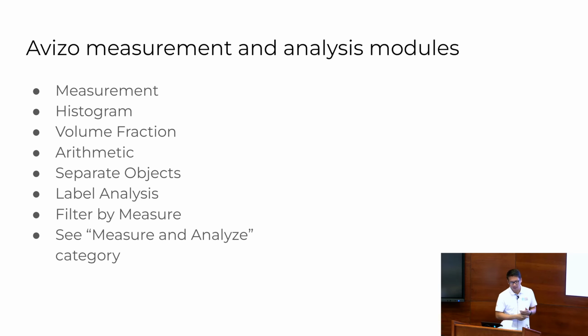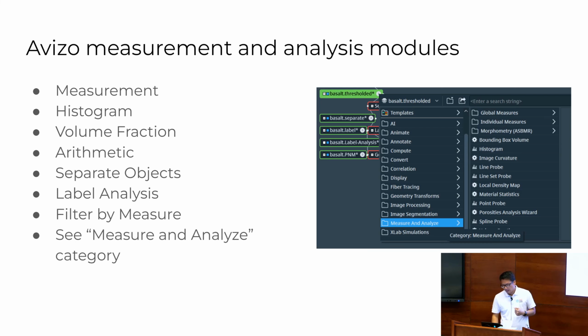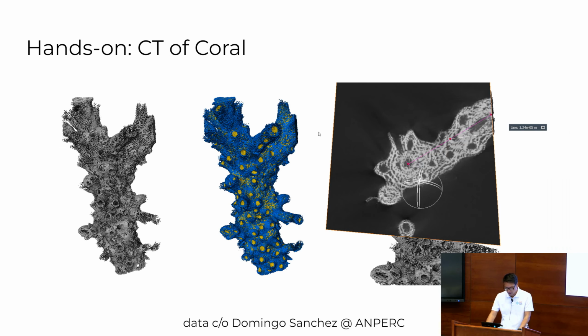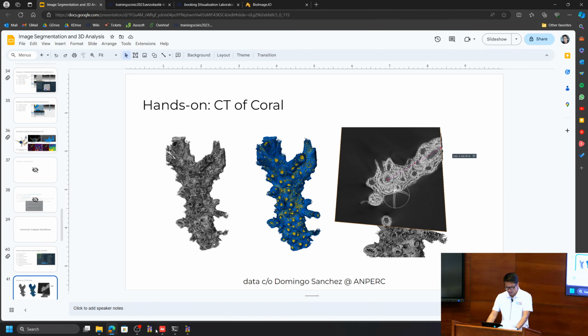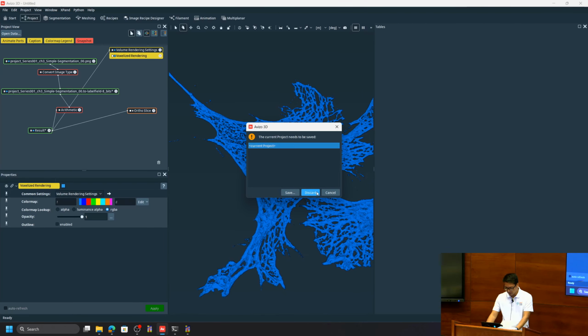And I listed here some of the common analysis and measurement modules in Avizo, so you can take a look later on, but we'll go through some of them today. And the other tip is in Avizo, if you have your data, if you just click over here in this circle and look for measure and analyze, it will show you the modules that you can use for analysis, okay? All right, so I'm just going to go through 2 data sets today to show you some of the common measurements and analysis tools. So the first one is the CT of a coral. So let's go ahead and do that.